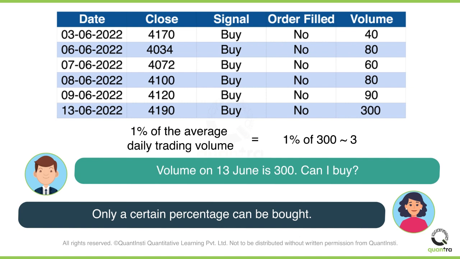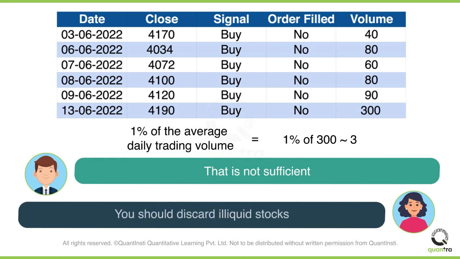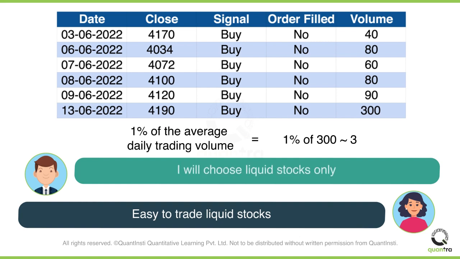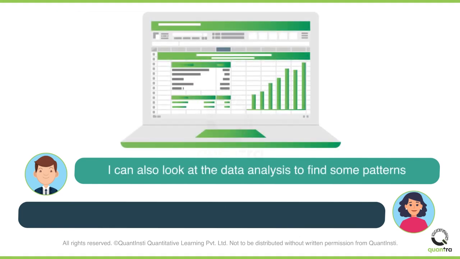John is not happy and says buying only 3 shares is not sufficient. That is true, Sophie replies. You should discard such illiquid stocks and create your strategy which focuses on liquid stocks. Trading liquid stocks enables you to easily get in and out of the position without significantly impacting the price. John realizes his mistakes and assures Sophie that he will only trade in liquid stocks. And further says that he'll also look at the data to find some patterns in these liquid stocks. Sophie mentions that this could lead to data snooping. In the next video, you will dive deep into the concept of data snooping.